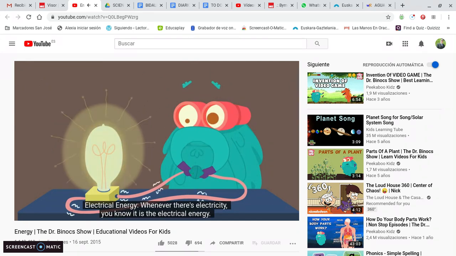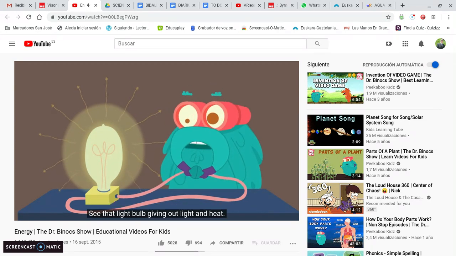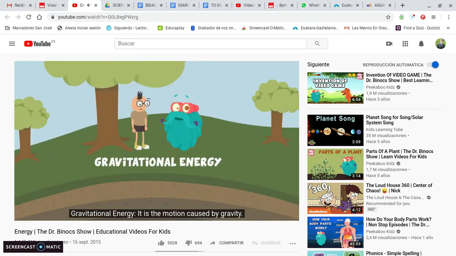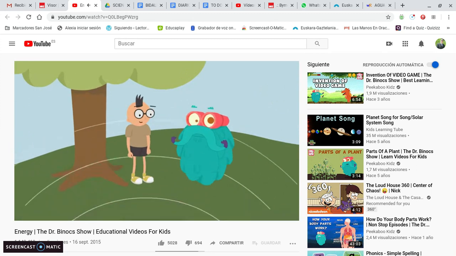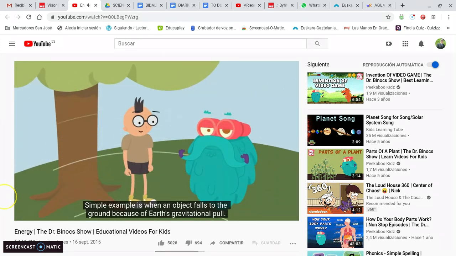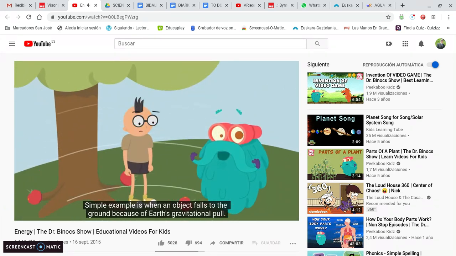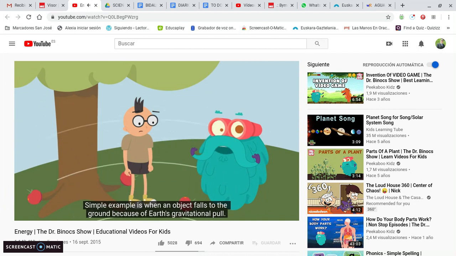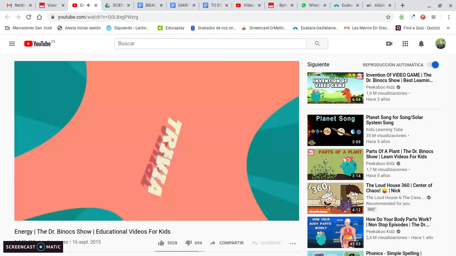Electrical energy. Whenever there's electricity, you know it is the electrical energy. See that light bulb giving out light and heat? Well, that's exactly what electrical energy is. Gravitational energy. It is the motion caused by gravity. A simple example is when an object falls to the ground because of the Earth's gravitational pull.